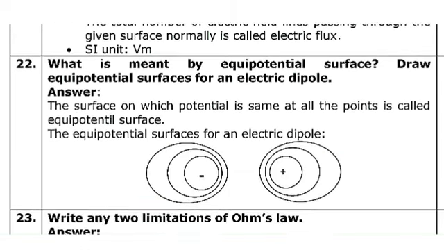Okay, question number 22. What is meant by equipotential surface? Draw equipotential surfaces for an electric dipole. We know that equipotential surfaces are the surfaces on which potential is the same at all the points. That is called as equipotential surface. For electric dipole, for dipole means for plus and minus charge, this is the diagram of equipotential surface.